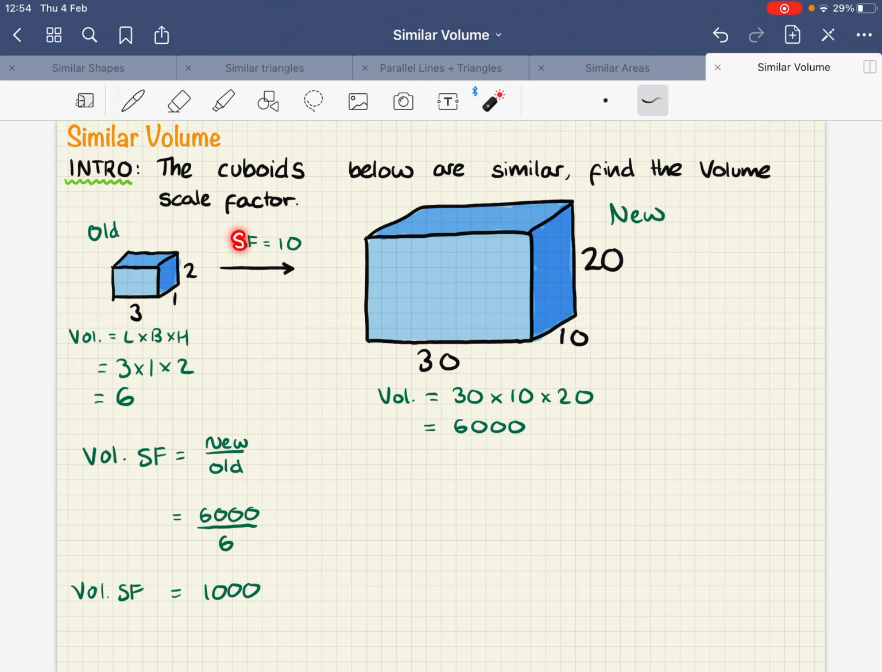Now, if I compare my linear scale factor with my volume scale factor, my linear one was 10, my volume one is 1,000. In a similar way to my area scale factors, in that case, all I had to do was square. In this case, I'm cubing. 10 cubed is 1,000. So that is what I'm going to use for today's work. So volume scale factor is equal to the scale factor cubed.